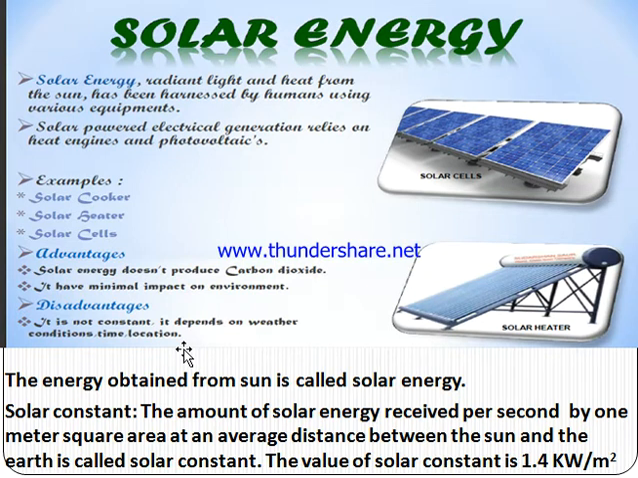Next is the solar constant. The amount of solar energy received per second per unit area at an average distance between the sun and the earth is known as the solar constant. That is how much solar energy is received by a metre square per second. The value of the solar constant is 1.4 kilowatt per meter square.